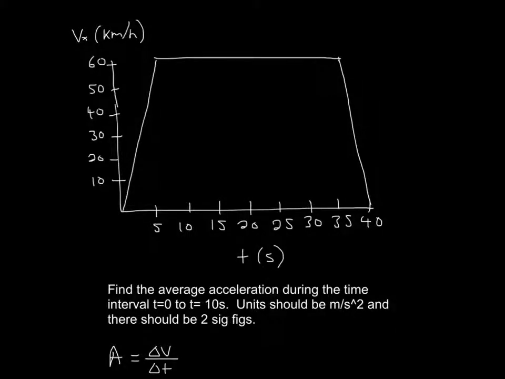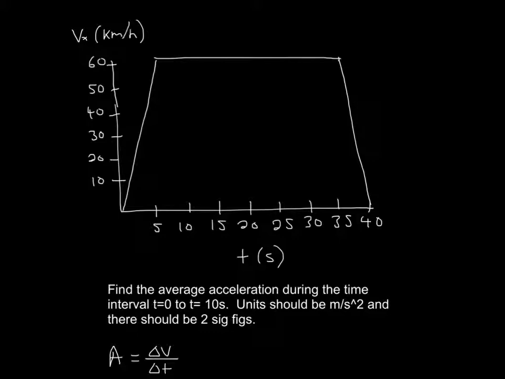In this problem, you have a graph, and whenever you have a graph in physics, just pay attention to the units, because that'll help you in the question. So the actual question says, find the average acceleration during the time interval t equals 0 to t equals 10 seconds. Units should be m over s squared, and there should be 2 sig figs.